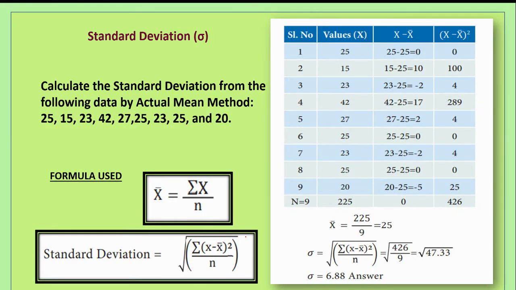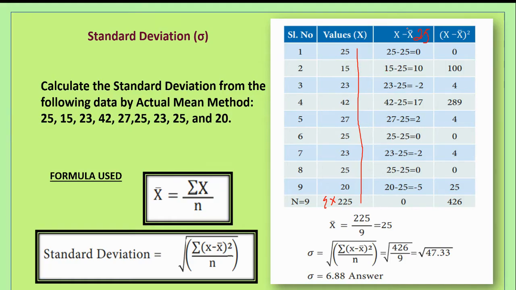First, we learned calculation of standard deviation using the actual mean method. So in the actual mean method, what did you do? You had all the x values, add all the x values, that is summation x. Then n is 9. So how do you find x bar? X bar is 225 divided by 9, which gives you 25. So x minus x bar means here you have to substitute 25. 25 minus 25, 15 minus 25.